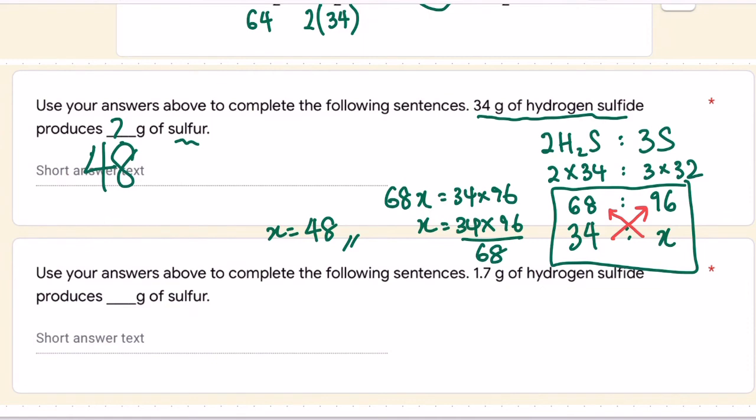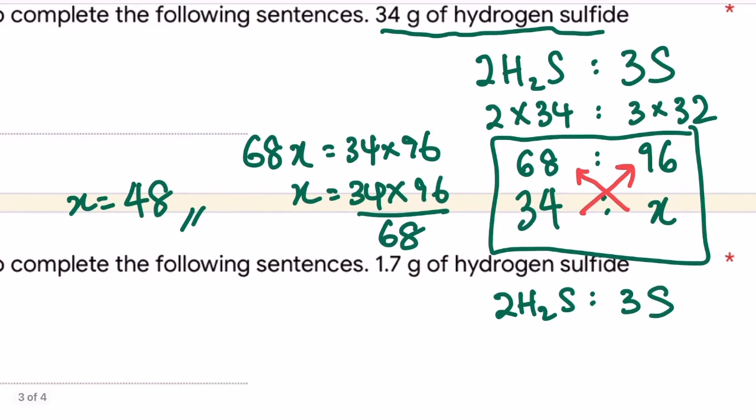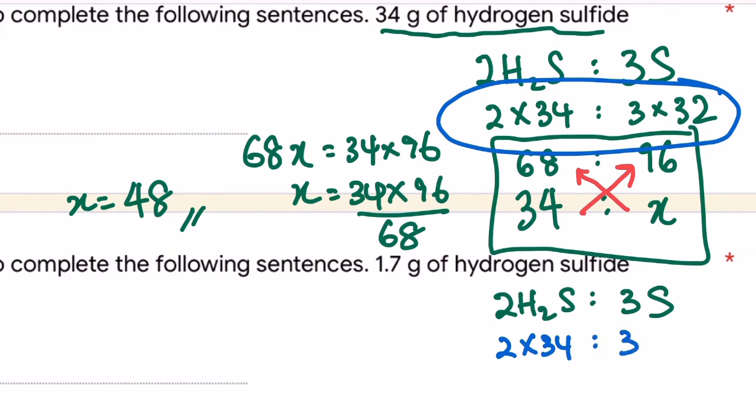Use the same ratio, 2H2S to the ratio of 3 sulfur. So I'll just copy this, the default MR. 2 times 34 to the ratio of 3 times 32. Then you work out the value, it will be 68 to the ratio of 96. So this is the fixed MR.